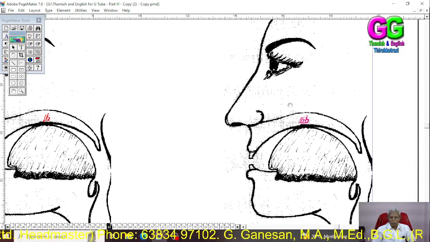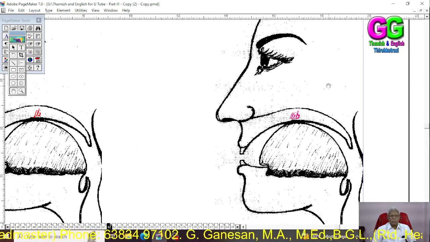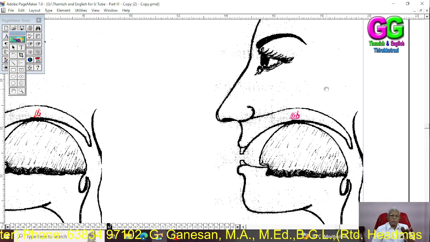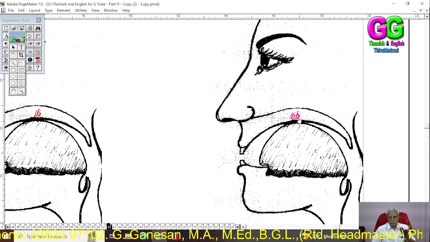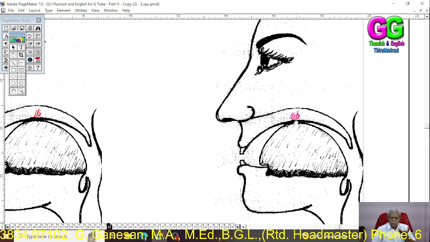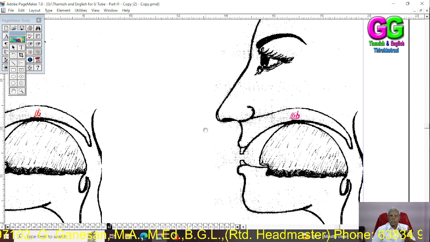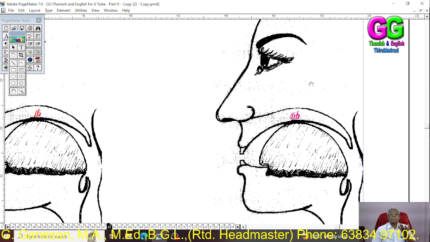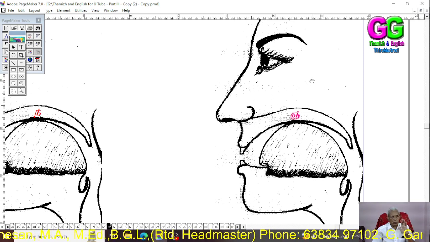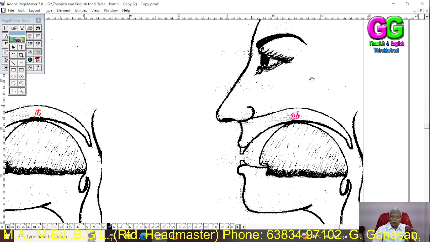Then, now let us see the second phoneme. This phoneme also is not available in English. Let us see how. It is also produced as the first is produced, but the vibration is somewhat different. That's all. So these are two different phonemes.